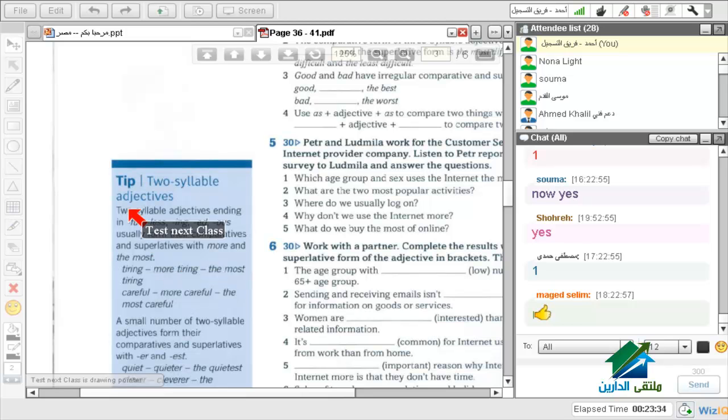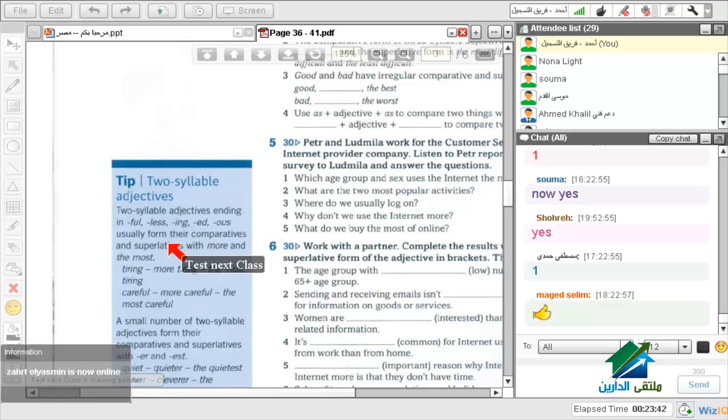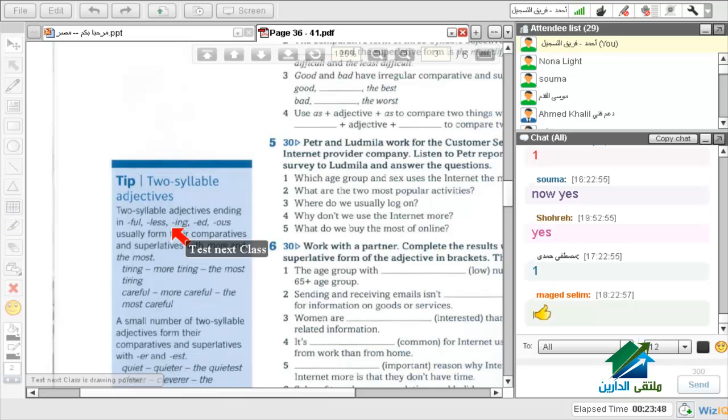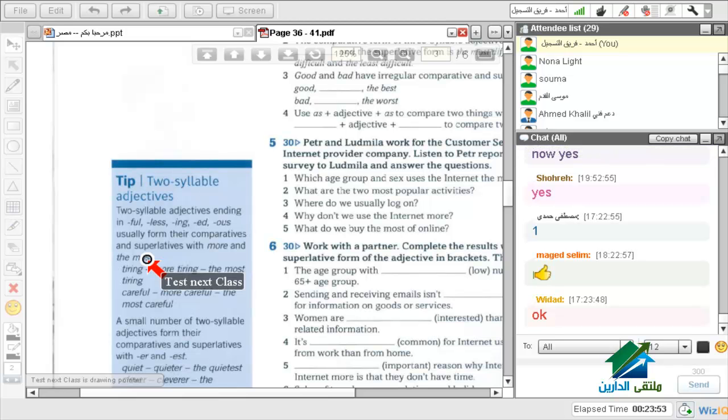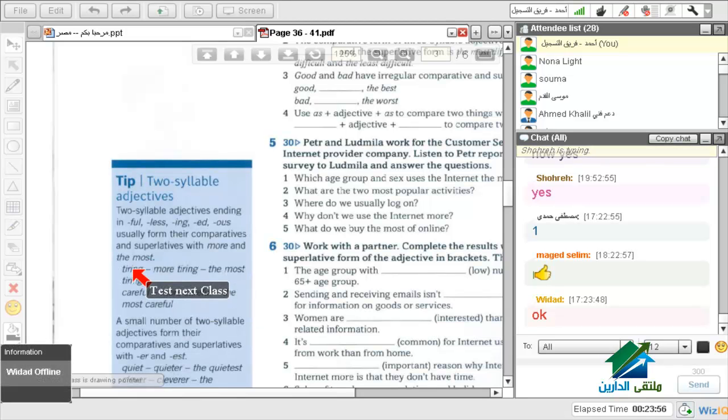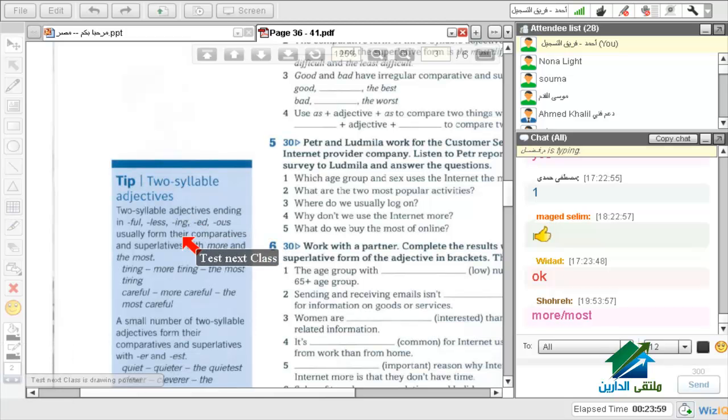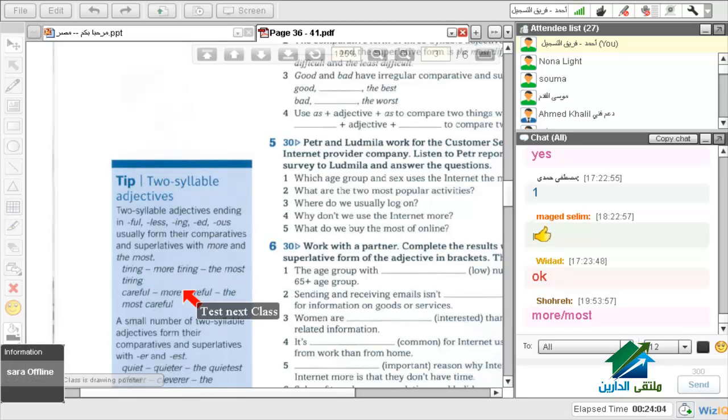Again, if you will have a two-syllable adjective, to get the comparative form or the superlative form out of that, you cannot add the er or est as you used to do. But what shall we do here? You need to use more and most. Tiring, ending with ing, more tiring. The most tiring. Careful, more careful. The most careful.